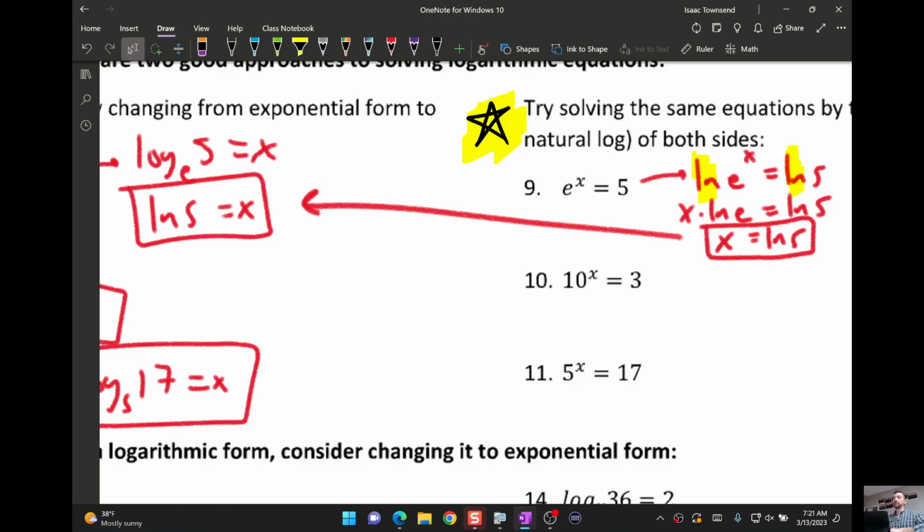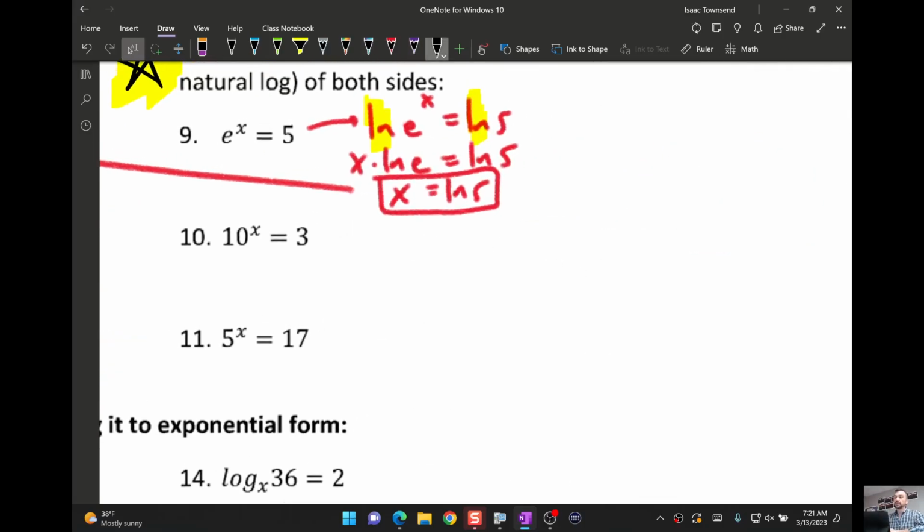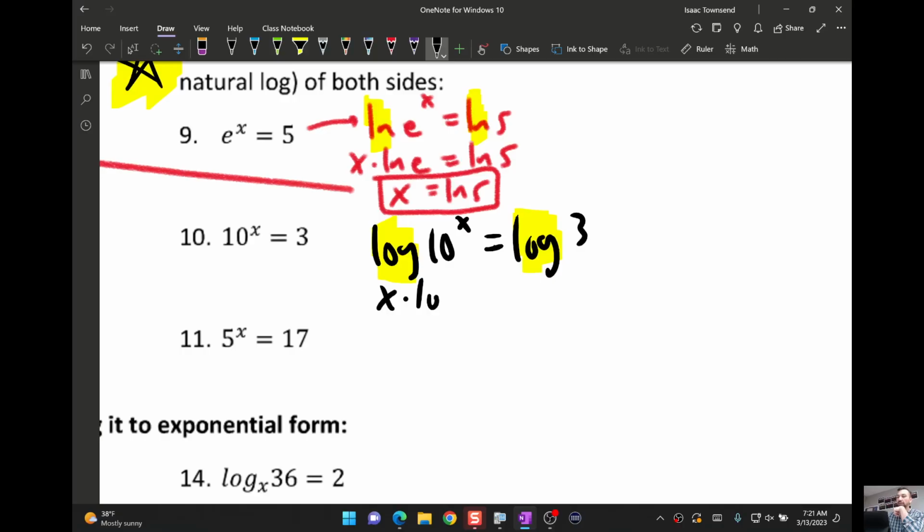Okay, so number 10, we'll take the log of both sides. I'm going to take the common log here just because this is a 10. You could take the natural log if you would prefer. But this is okay to do because I did it to both sides. Now x is an exponent on something that I'm taking the log of, so that can come down out front. Log base 10 of 10 is 1 because 10 to the first gives you 10.